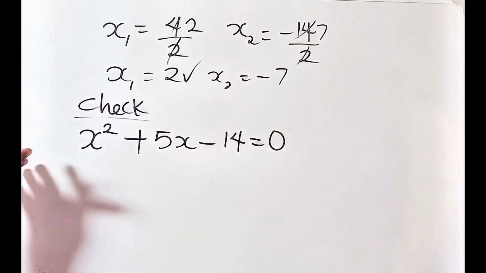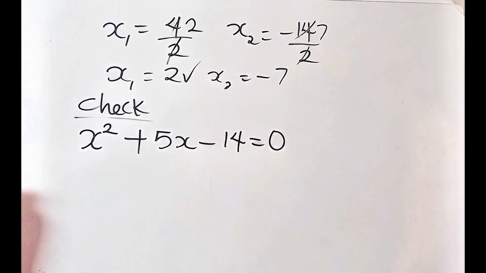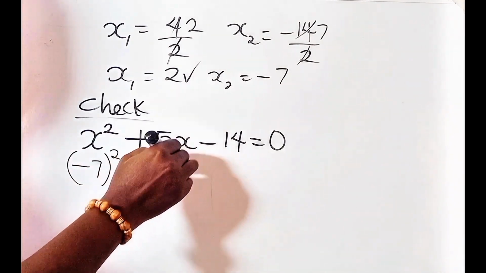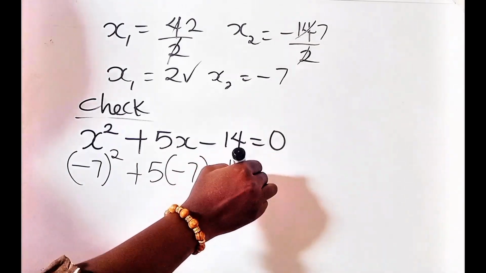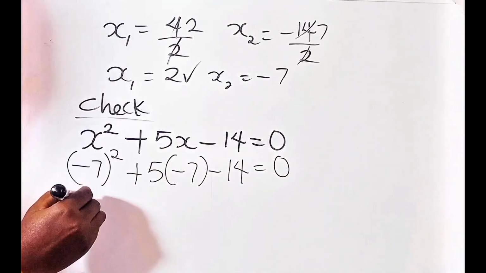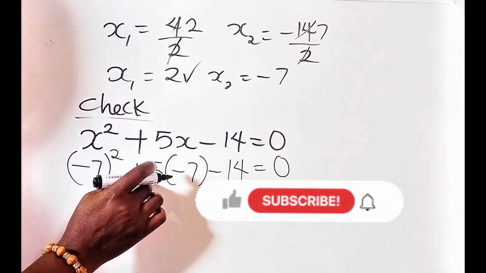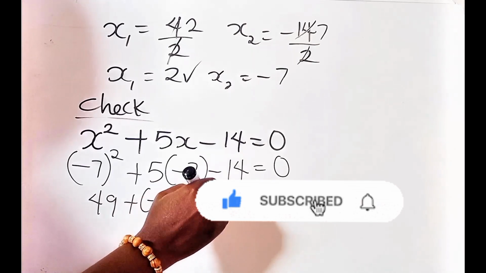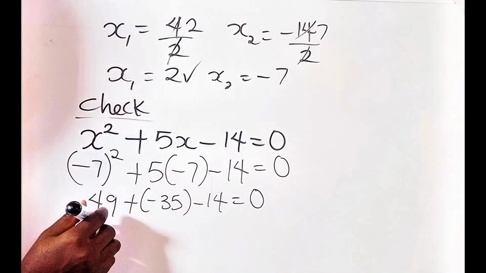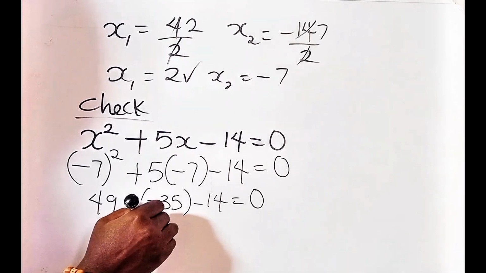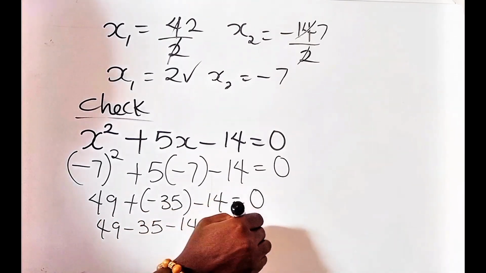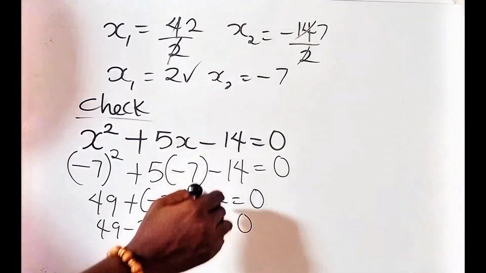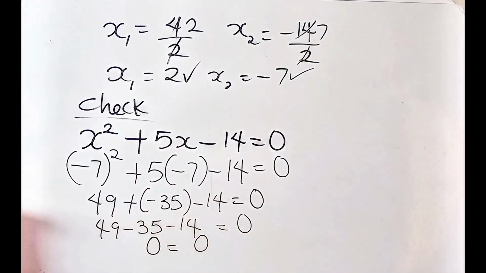Let's substitute minus 7 for x in this equation. So we have minus 7 squared plus 5 times minus 7 minus 14 equals 0. Minus 7 squared is 49, plus 5 times minus 7 gives minus 35, minus 14 equals 0. 49 minus 35 is 14. 14 minus 14 is 0, and this equals 0. That means minus 7 is also correct.